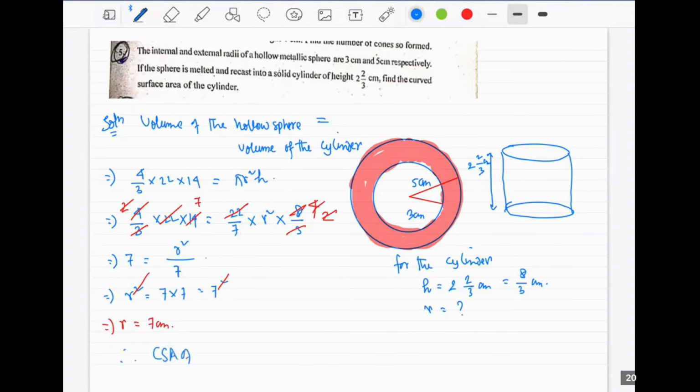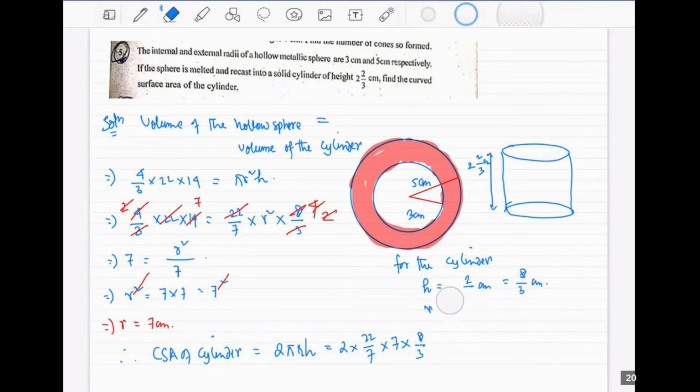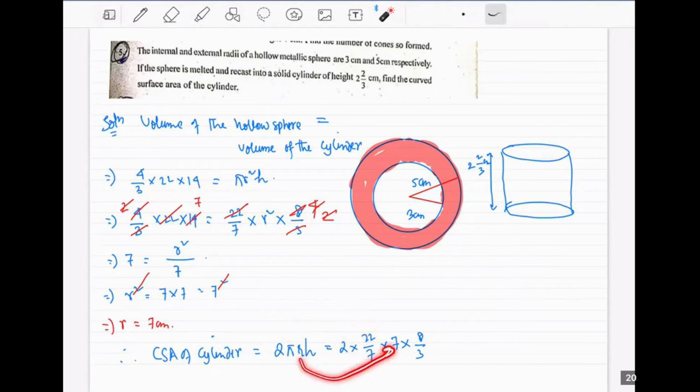So you have to find out the curved surface area of the cylinder. What is the formula? Pi r square, sorry, twice pi r h. Now let's put in the value. 2 into 22 by 7. R is 7. H is 8 by 3. Okay then. I'm rubbing off this part also since you have already copied this. 2 here, pi here. The radius is 7 as we have just found out. And the height is given by the question. It's 2 whole 2 by 3. When we express it, we get 8 by 3, right?